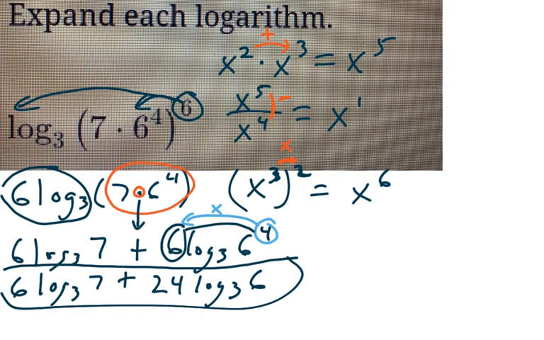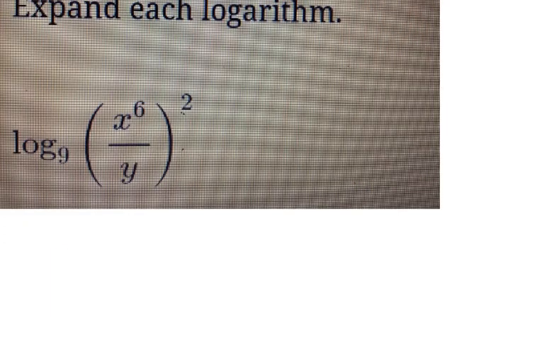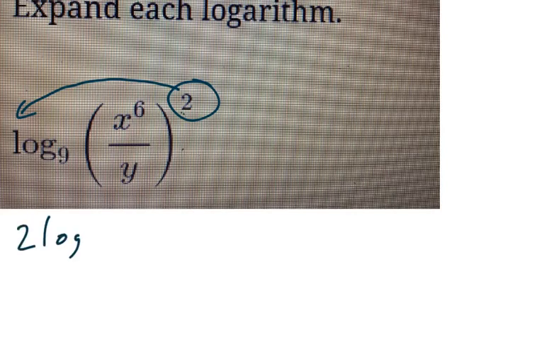And that's basically how you expand. Okay. Notice the power here. What are we going to do? The power comes in front and it becomes a multiply. So we have 2 log base 9 of x to the 6 over y.